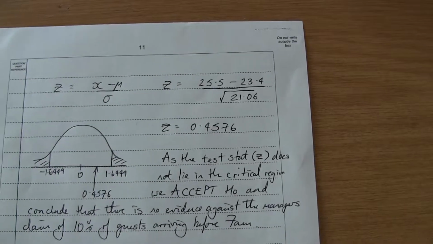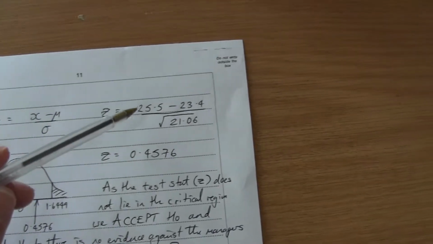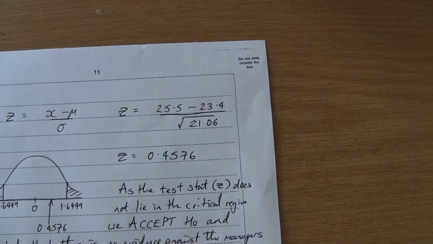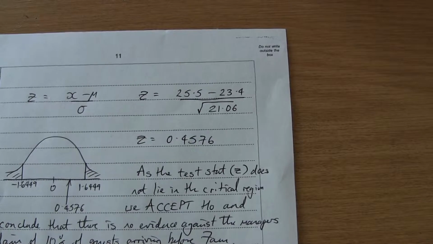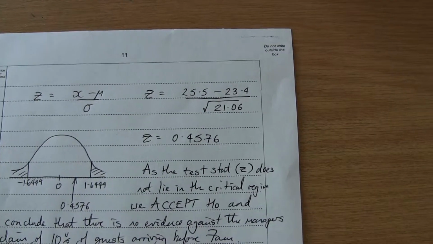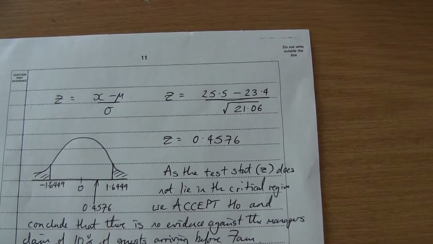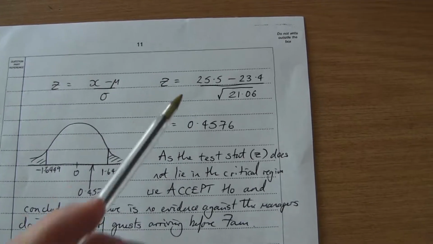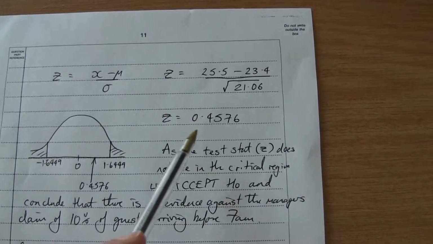We set it up then like a z-test, and we find our z statistic by doing x minus mu over sigma. And one other point of interest here is the continuity correction. 26 guests arrived for breakfast before 7 a.m. We were actually expecting 23.4, so 26 is bigger than 23.4. So effectively we're looking for a probability of 26 or more in the discrete case, which equates to 25.5 or more in the continuous case.